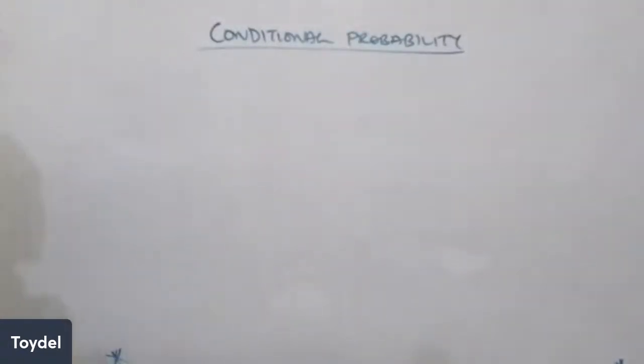Today we want to look at conditional probability. So when do we place conditions on probability?